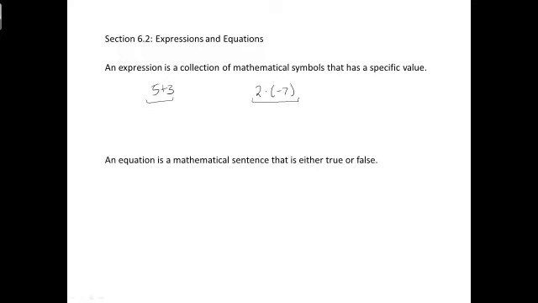An equation is a mathematical sentence that is either true or false. 1 plus 1 equals 2. This is a mathematical statement and it's true. 1 plus 1 does in fact equal 2. 2 plus 3 equals 23. This is still an equation. It is a complete mathematical sentence, but this one happens to be false. 2 plus 3 is not 23.